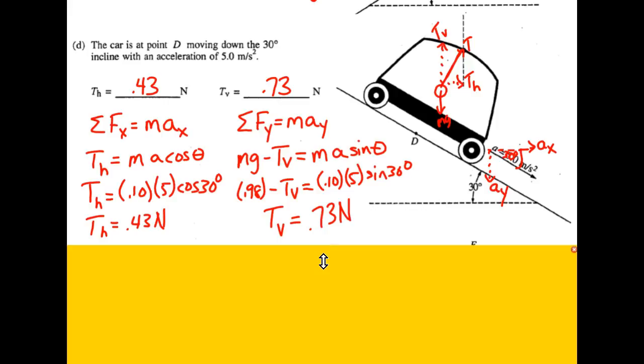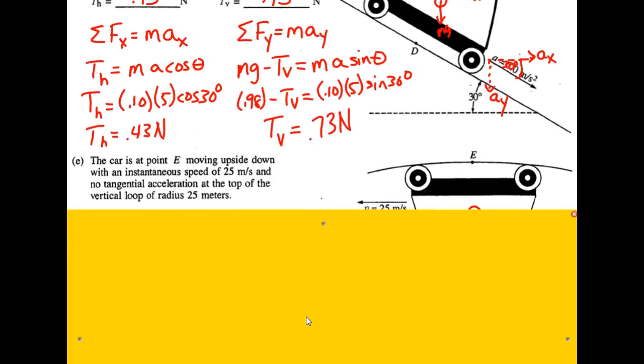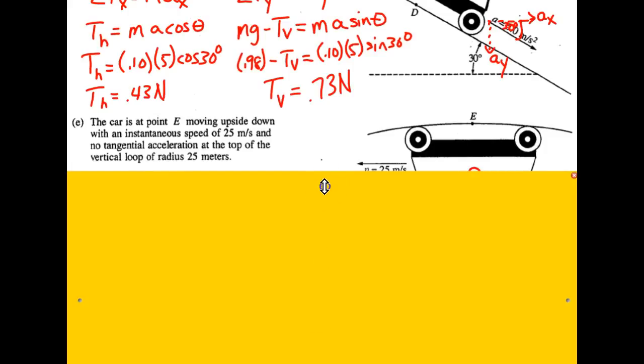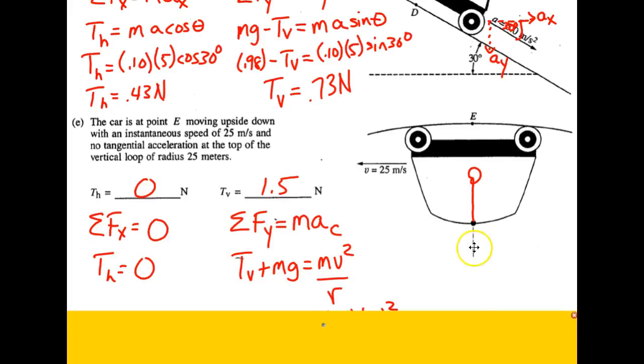E, the car is moving at point E upside down with an instantaneous speed of 25 meters per second and no tangential acceleration at the top of the vertical loop of radius 25 meters. Here's where we're going to apply our circular motion concepts. But first, let's take a look at the diagram. Upside down, attached to the roof of the car, the ball would be pointed straight up. This makes the horizontal component of tension easy because there is none, so it would be 0.